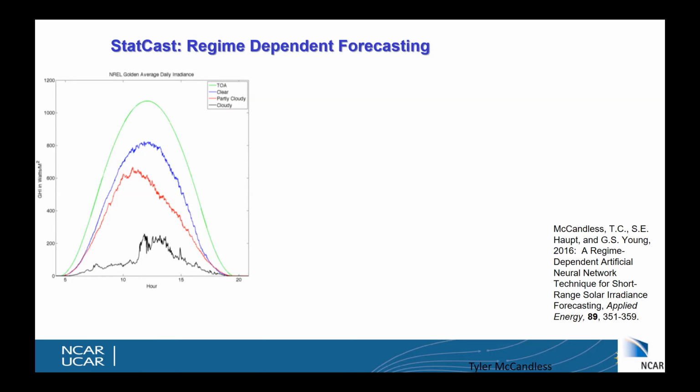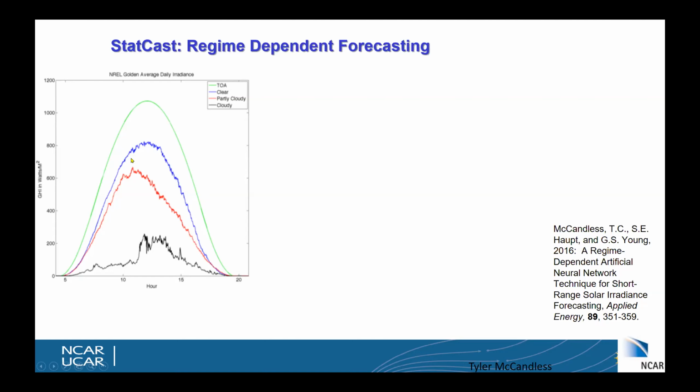Well, it didn't take too long into the project and looking at our data to realize that there are big differences between clear, partly cloudy, and cloudy days. We have different regimes. Some of those are based on cloud types. Some of them are based on weather systems that come through. In this plot that I'm showing, the green curve is the irradiance that hits the top of the atmosphere. The blue curve is data from NREL, National Renewable Energy Lab in Golden, Colorado. That's the amount observed on a typical clear day. This is averaged over the course of a year, data taken at NREL.